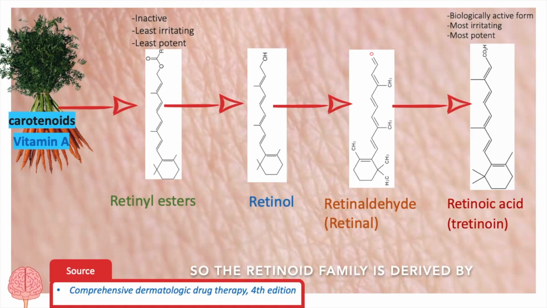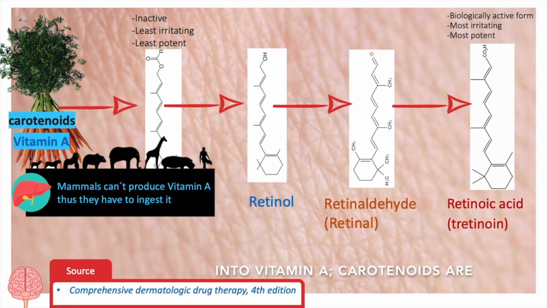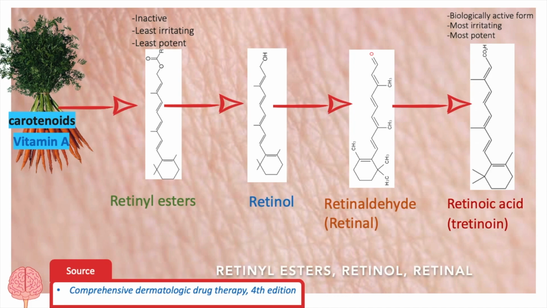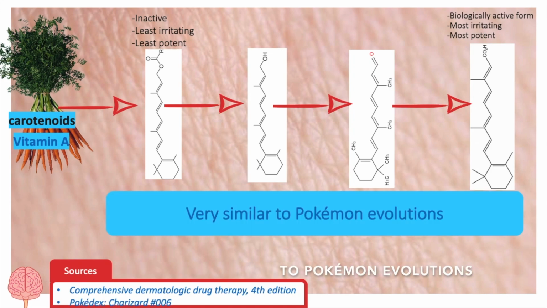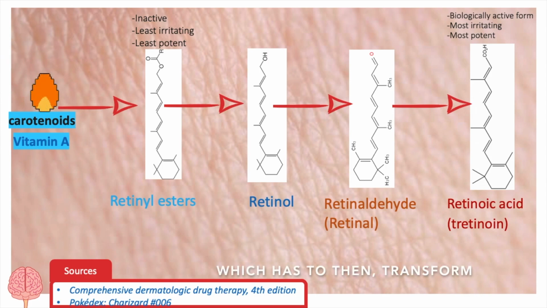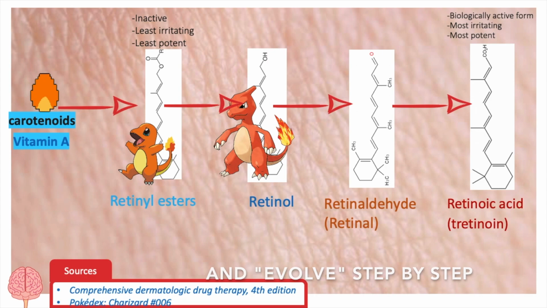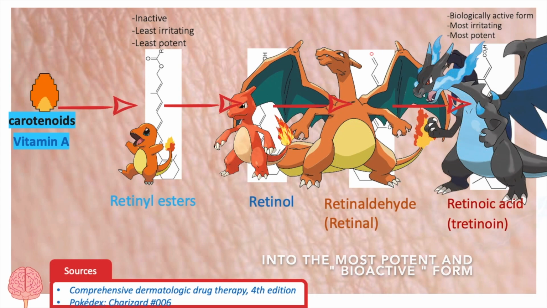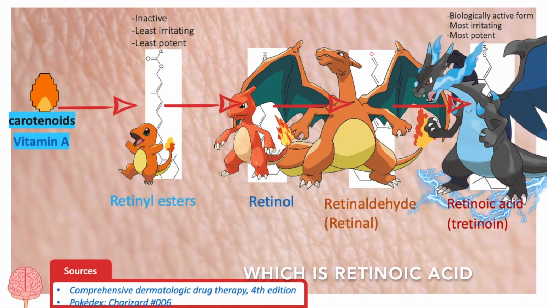So the retinoid family is derived from carotenoids, which then transform into vitamin A. Carotenoids are found in some plants, for example, carrots. The molecules pertaining to this family are retinol esters, retinol, retinal, and retinoic acid. So their roles in this family are very similar to Pokemon evolutions. We have the least irritating, although least potent, on the left side, which has to then transform and evolve step by step into the most potent and bioactive form, which is retinoic acid.